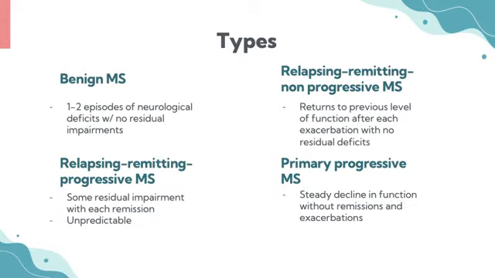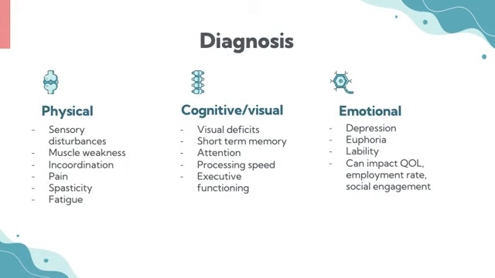We did a quick review of the types of multiple sclerosis on this slide, but we went over them in class, so if you need a refresher, here it is. And then some diagnoses, some changes that come with it. The symptoms and changes typically depend on which area of the brain or nervous system is impacted.